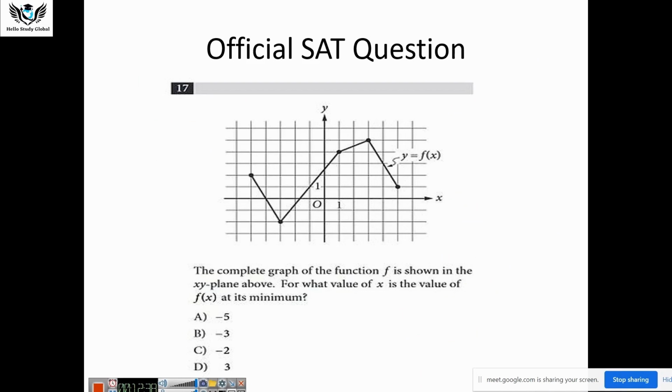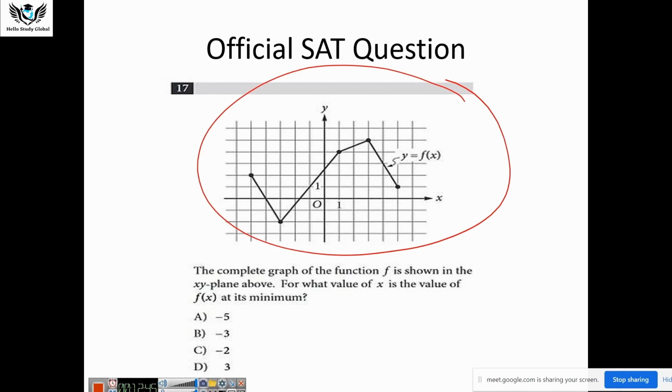Okay. The complete graph of function f is shown in the xy plane. So this is the entire xy plane. So for what value of x is the value of f(x) minimum? f(x) is the height of the function, right? Height of the graph, and x is the input, f(x) is the output. So where is the output minimum? Minimum output is over here, right? And what is the value of x? That is what we have to see.